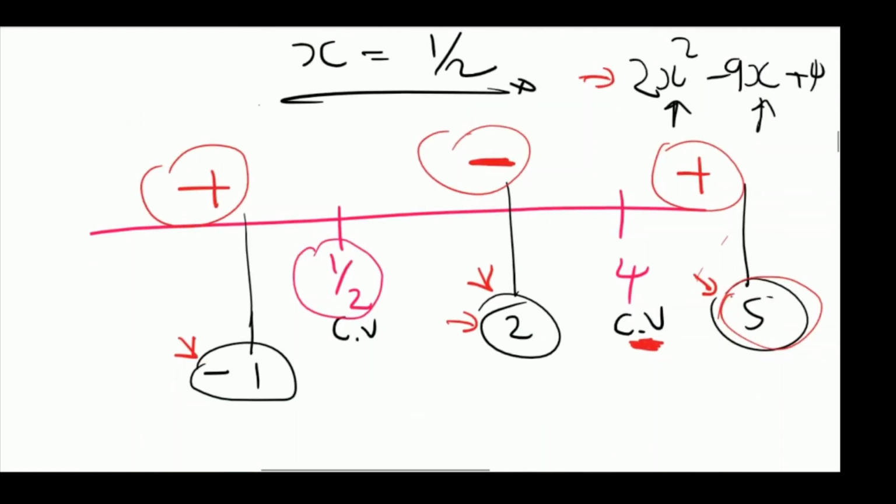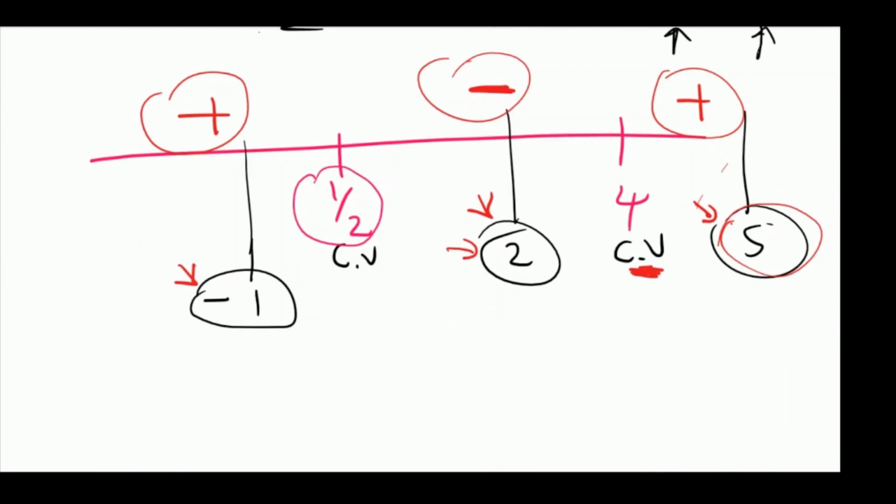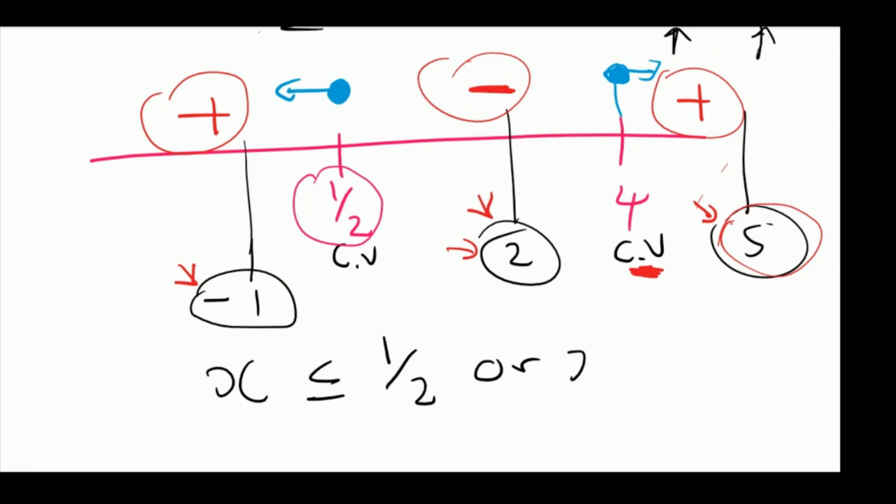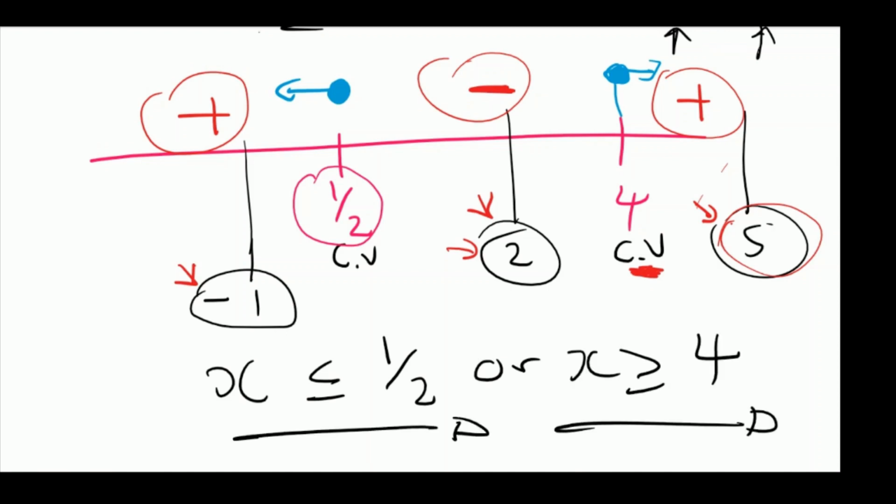Now that we know we want to look at the positive signs, since it's greater than or equal to 0, we're going to have our shaded points facing the positive solutions. Then we can confirm that since our solutions are facing the positive signs, x must be less than or equal to 1/2, or x must be greater than or equal to 4. So these are your solutions of x for this problem.